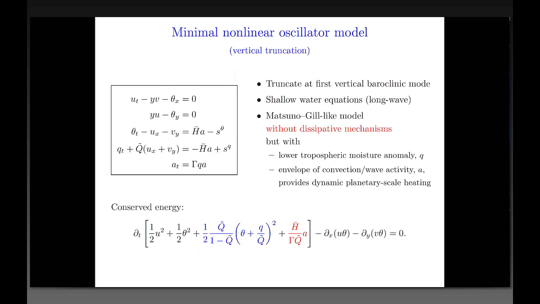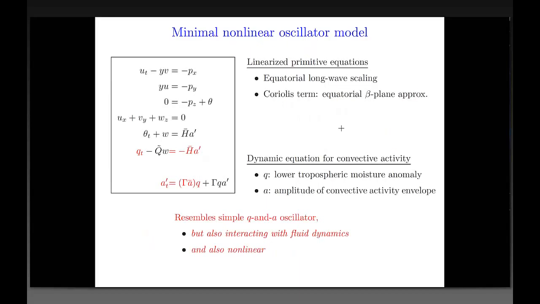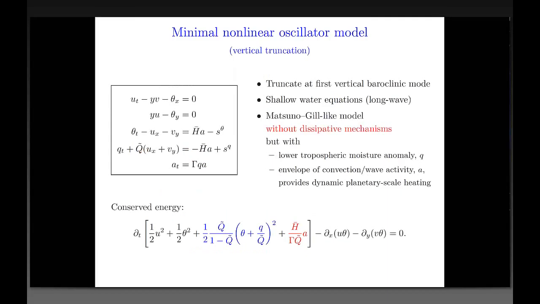Okay, and I just wanted to point out some more of the details of the actual model that I was using in those results earlier. So I was not showing three-dimensional results. What we actually do is we go from this 3D model, and we do a vertical truncation. So we only keep that first baroclinic mode. And so from there, we arrive at a system of shallow water equations with our convective parameterization.